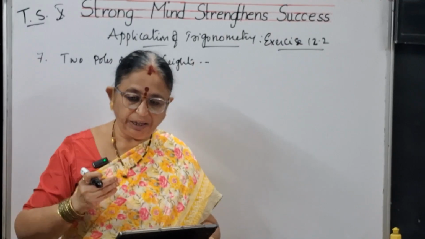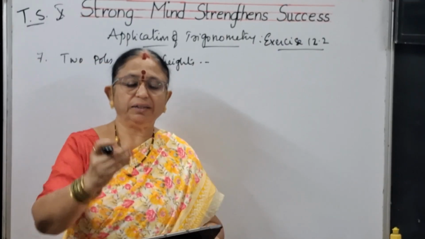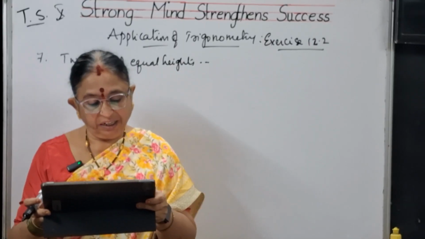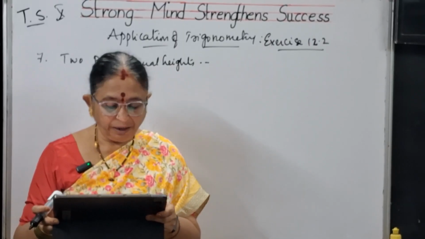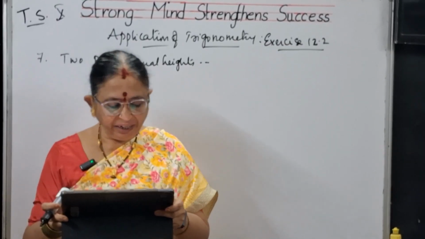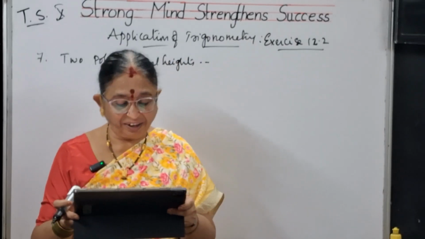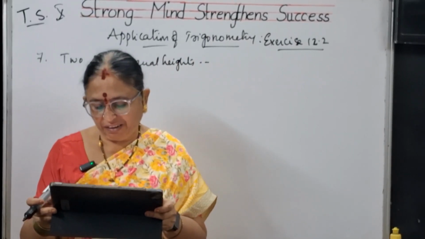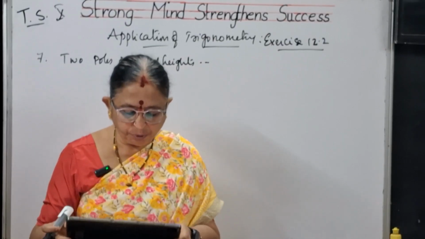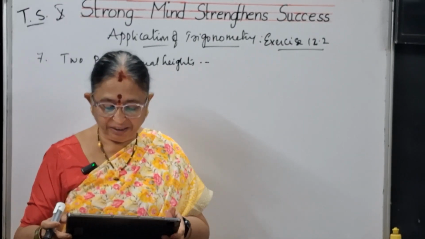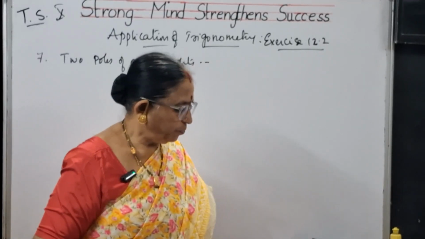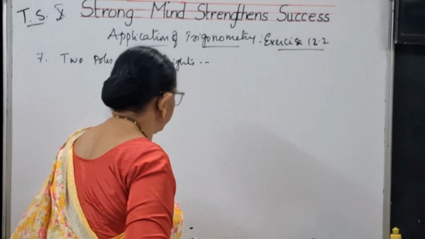So one pole here, one pole on the other side. On either sides of the road, two poles are standing whose measure is the same. That is, the same height they are. From a point between them on the road, the angles of elevation of the top of the poles are 60 degrees and 30 degrees respectively. Find the height of the poles and the distance of the point from the poles. At which distance that point is there.